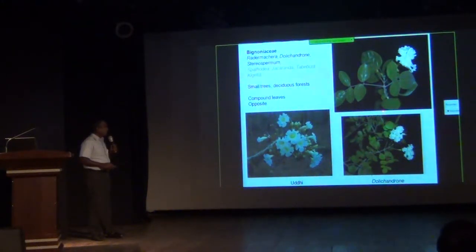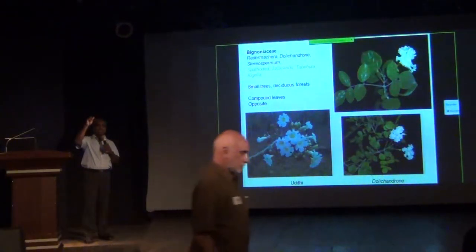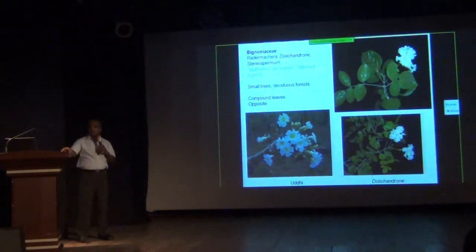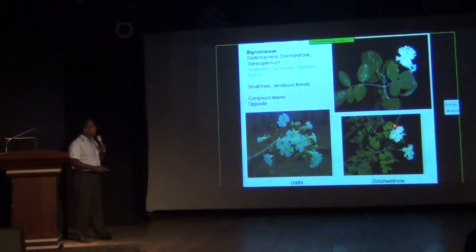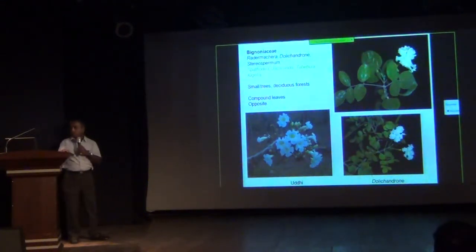There is Dolichandrone, then this is Radermachera. You might have seen a long drumstick-like fruit with lots of prickly texture. It won't be very smooth. Some people bring it as a souvenir from the forest. So this is nothing but Radermachera xylocarpa. And these are also very interesting plants. Again, opposite compound leaf, you can identify it as Bignoniaceae.